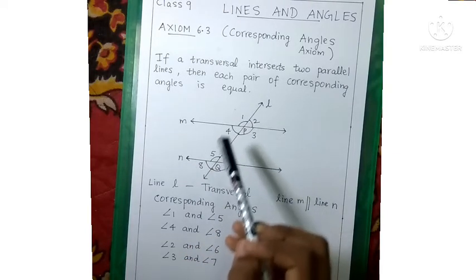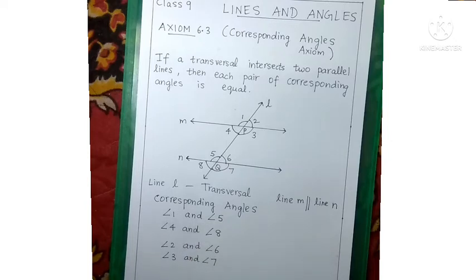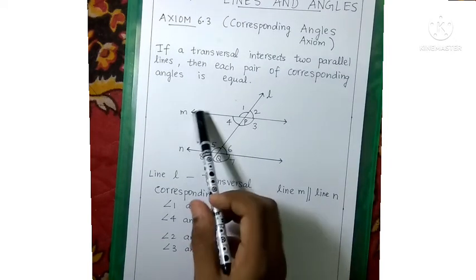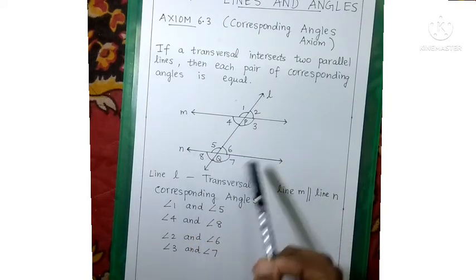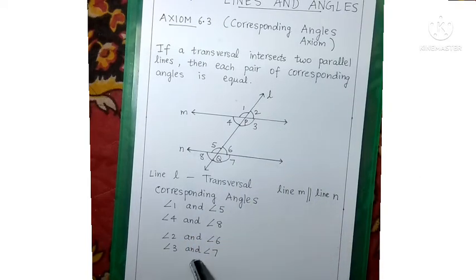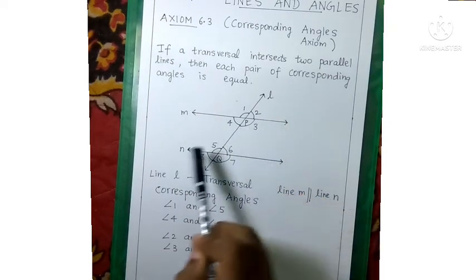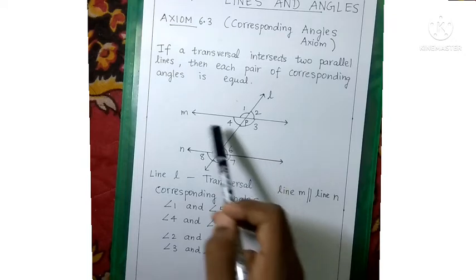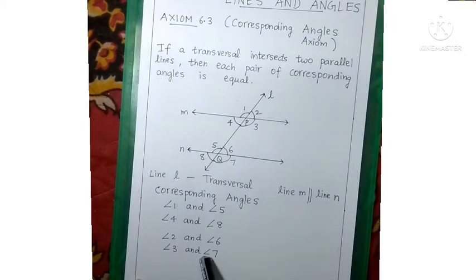Then the corresponding angles formed are equal. We just saw what corresponding angles are. If these two lines are parallel, then these corresponding angles will be equal. So angle 1 will be equal to angle 5, angle 4 will be equal to angle 8. This is because line M is parallel to line N. When two lines are parallel to each other, the corresponding angles formed will be equal.